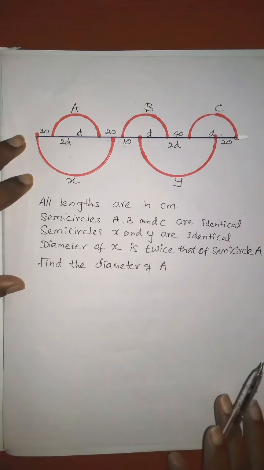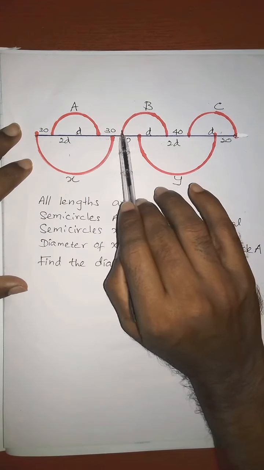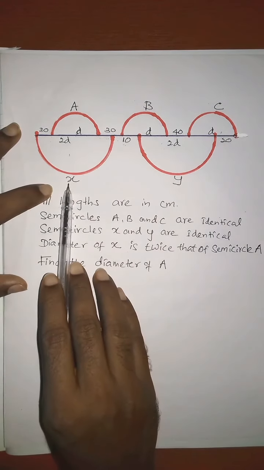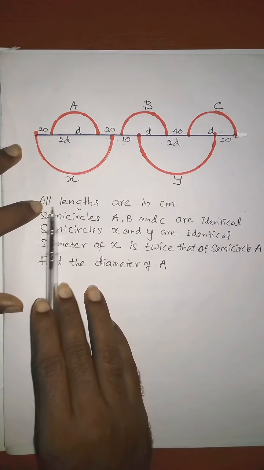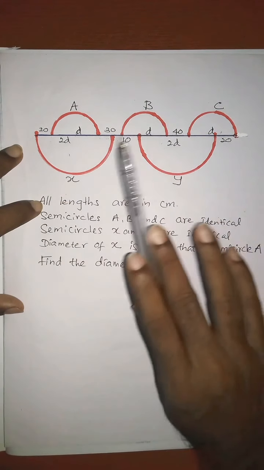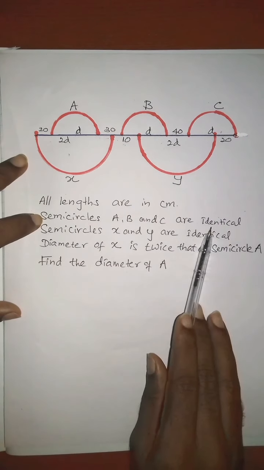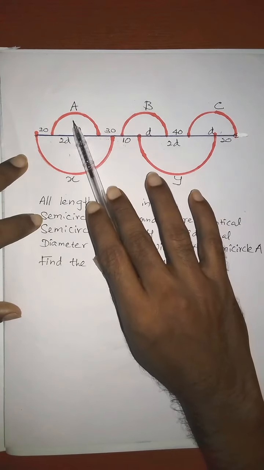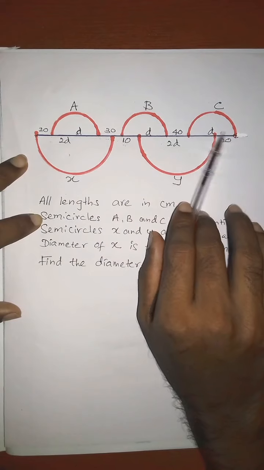The three semicircles above the straight line are A, B, C. The two semicircles below the straight line are X and Y. Now look at the description. All lengths are in centimeters: 20 centimeters, 30 centimeters, 40 centimeters, 10 centimeters, 20 centimeters. The semicircles A, B and C are identical. They are equal in shape and size.